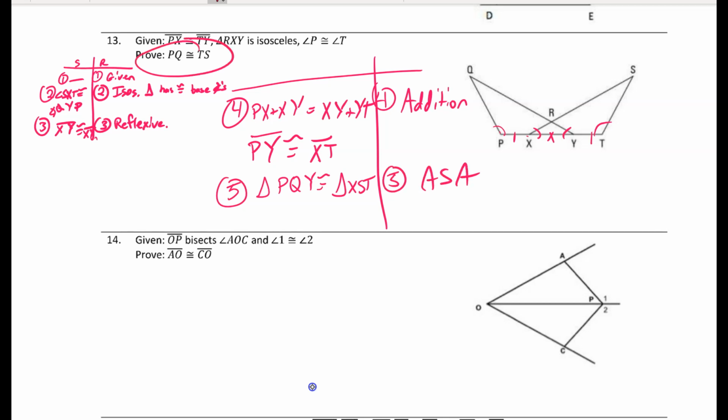And anytime you're asked to prove that parts are the same, that's always going to be proving 2 triangles are congruent, and then just saying that the corresponding parts of congruent triangles are also congruent. So anytime you're asked to prove something that's not 2 triangles are congruent, chances are you'll have to prove that 2 triangles are congruent before you get to that last step.